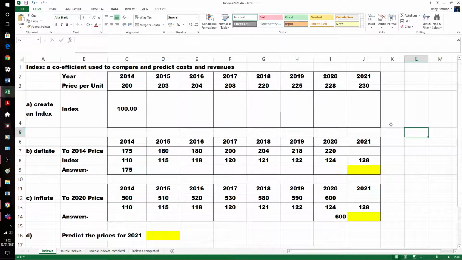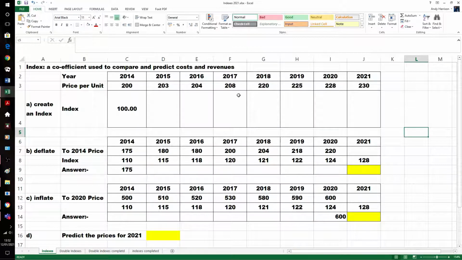So what we've got is a series of years. We've got about 8 years, and we've got the price per unit, so we know what the actual price, what the cost was. So this could be somebody trying to work out, as part of a trade body's job, how to tell people how well they've done.